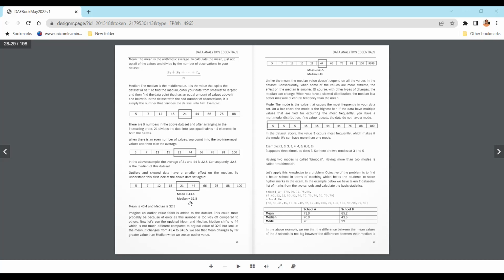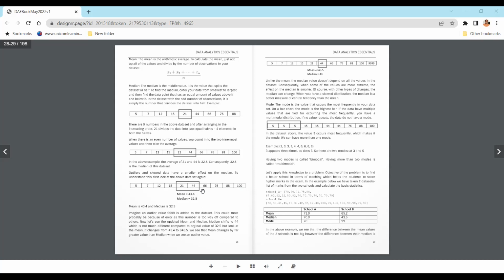Why did I say 43? It's not the mean. Okay, mean is because of the total, right? Mean is the entire total. So if you add them all and divide by 10, you get 43.4. And the median in this case is the average of 21 and 44, which is 65 by 2, 32.5. Okay. So this is how I calculate median.